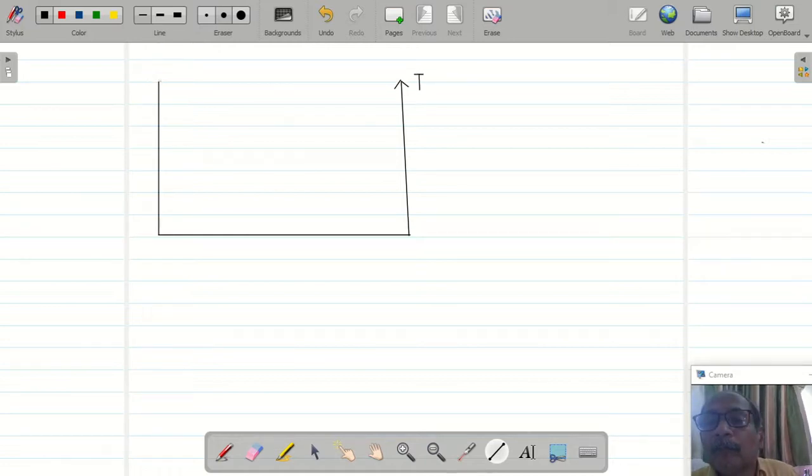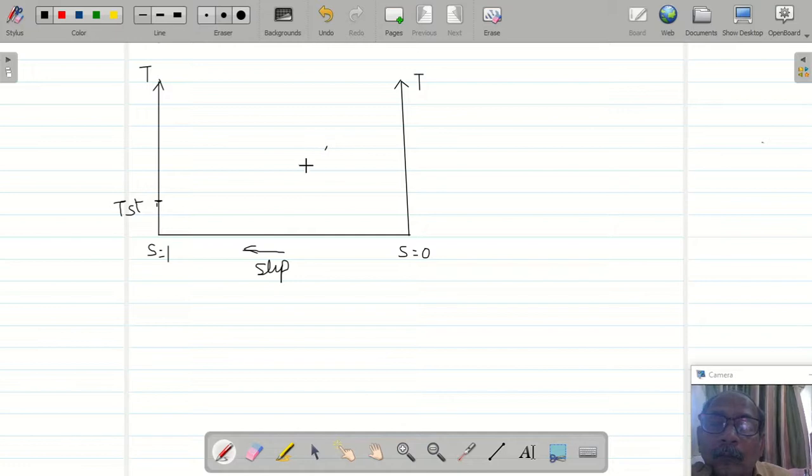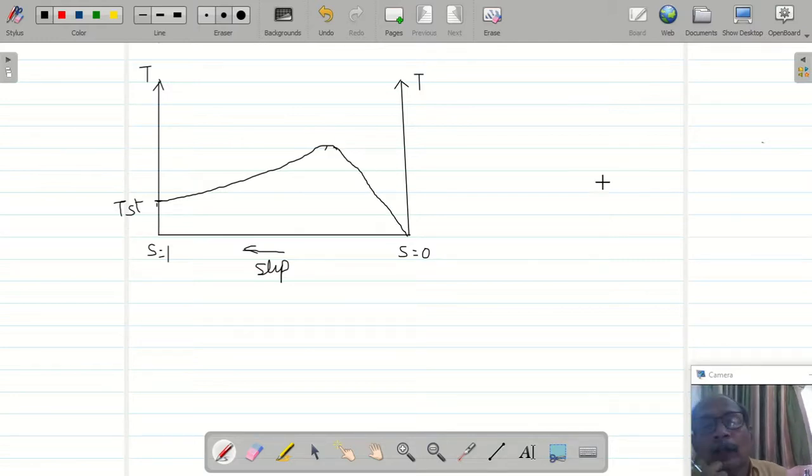Torque, torque here. This is slip equal to 0, slip equal to 1. This is the starting condition. This torque is T start. Okay, so you will get this. This is the characteristic I am getting. Maximum torque, and it is like this. This is the characteristic I am getting.